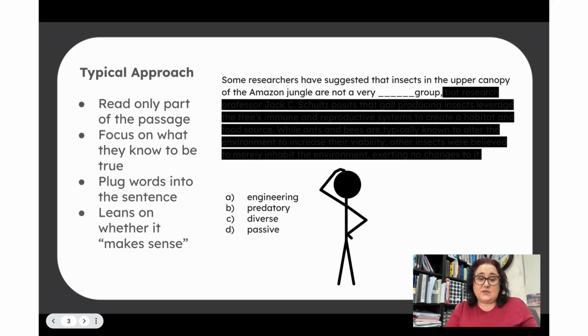Read the entire passage. Another thing that students do is they focus on what they already know to be true. So if the passage is dealing with something factual, they will rely on their knowledge to kind of guess at what answer should go there. Again, that's a bad strategy because the test writers know that you're going to do that. A strategy that's not terrible but can lead you astray is to plug words into the sentence. You can plug words in the sentence, and you should, but not right away. You should understand the passage first and anticipate what you're looking for before plugging words in.